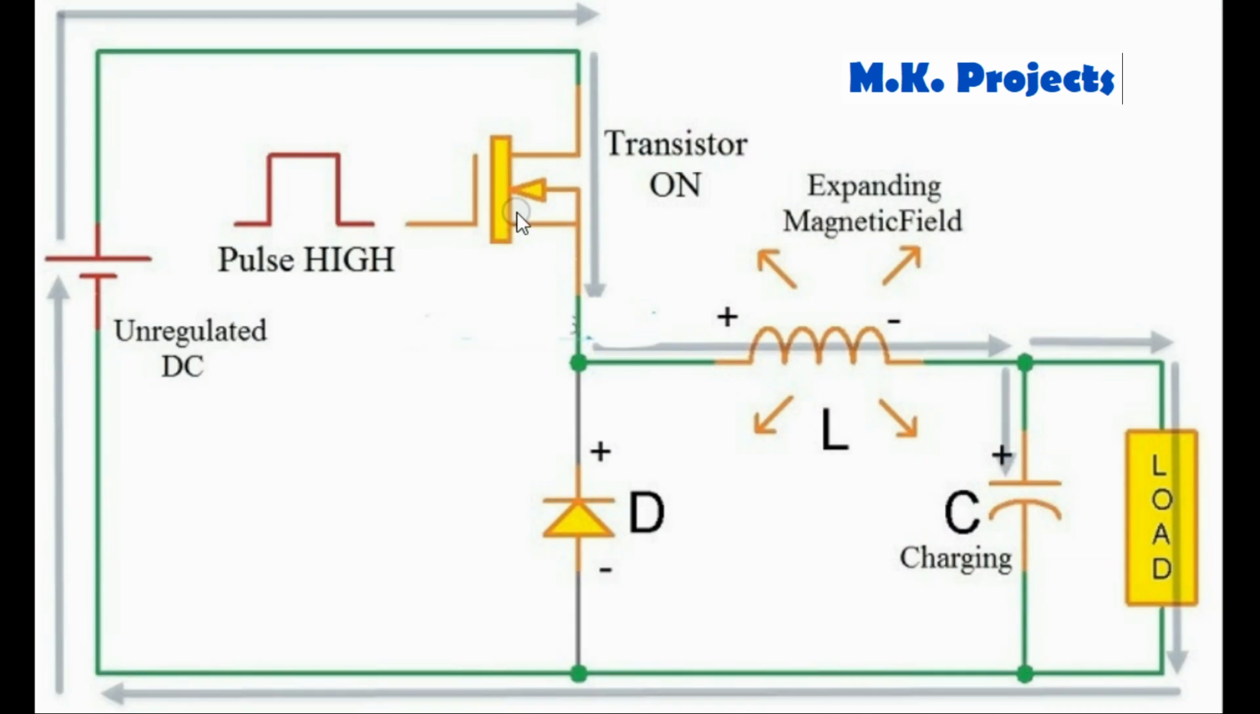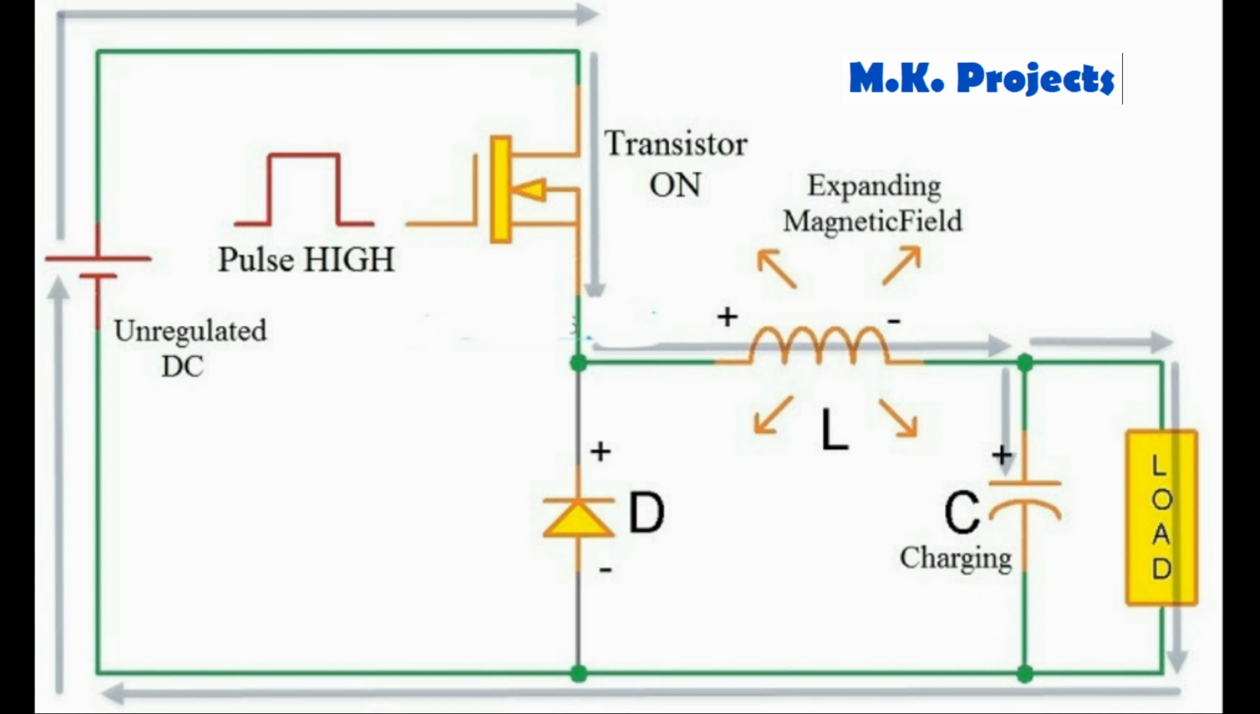So when a high pulse is applied to the transistor, current will flow from the power supply through the switch and through the inductor and through to the capacitor and to the load. So the capacitor begins charging, but the inductor, since it does not permit sudden changes in current, stores some of the energy, while the diode D, which is also a switch, is reverse biased and therefore it does not conduct.